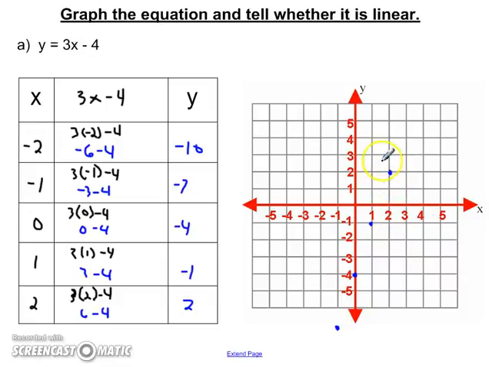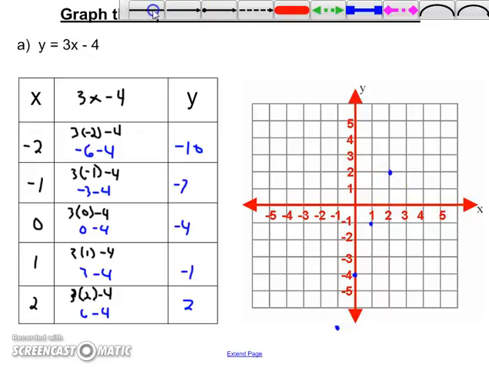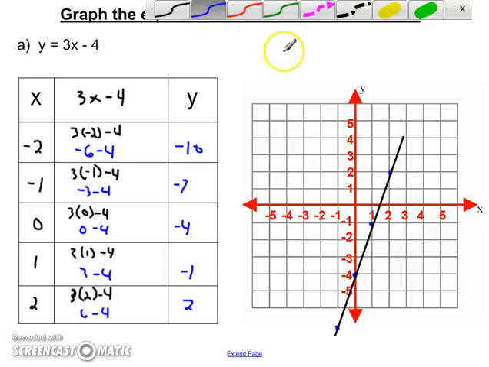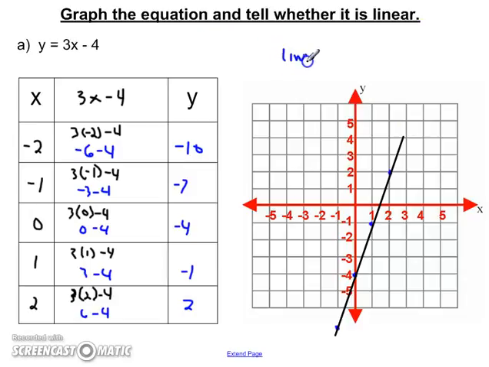And you'll notice here that those fall in a straight line. Therefore, I do have a linear equation. Just to illustrate that, I'm going to go ahead and use my line tool. And you'll notice straight line. So in this particular case, it is linear. All right, linear. All right, so I have a linear equation.